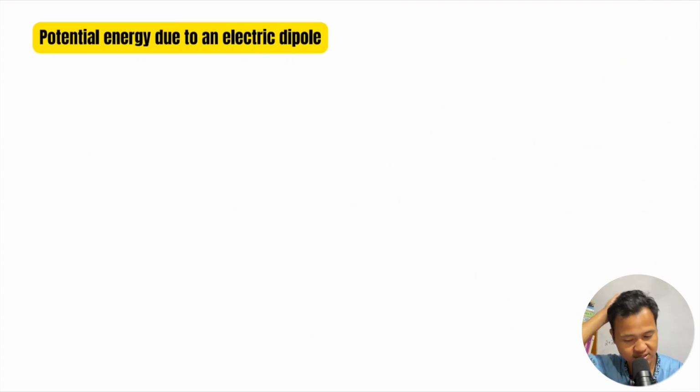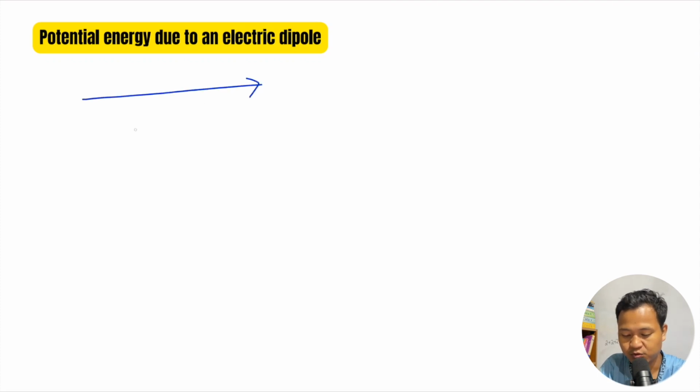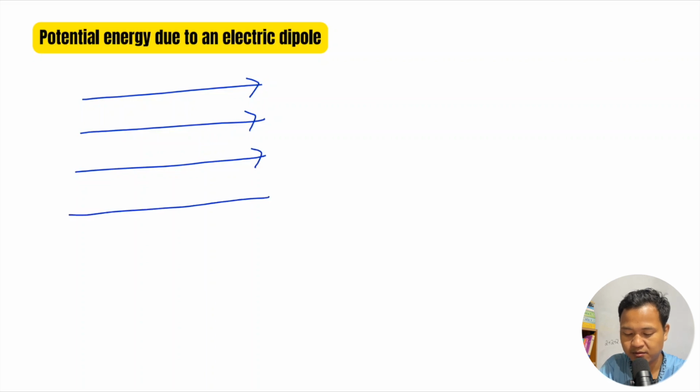Okay, then the last part of the last video: potential energy due to an electric dipole. I'll just try to do the derivation. I have a constant electric field. Suppose I have a dipole like this, which has a fixed point. So I have here plus q, and here minus q.